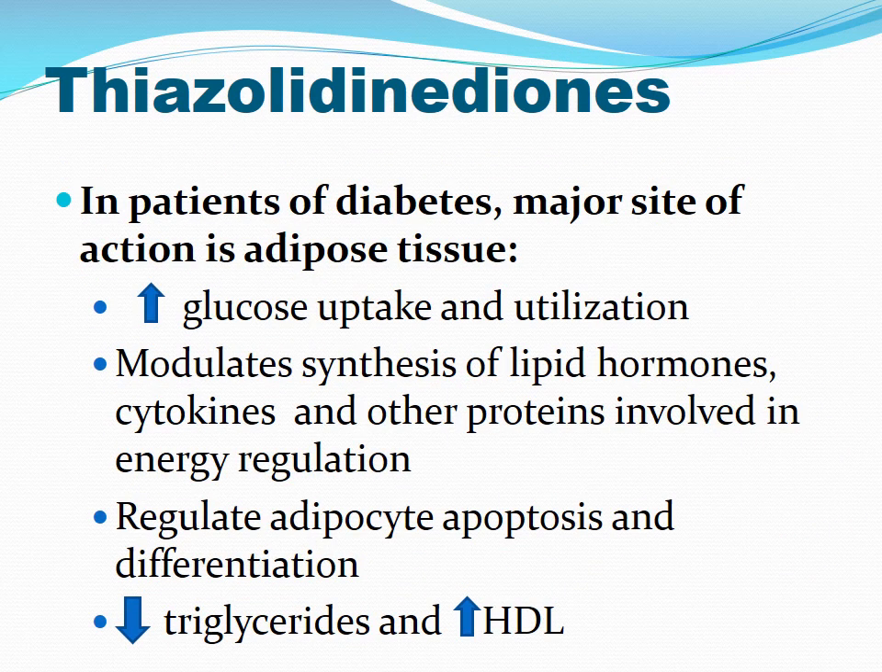In patients with diabetes, the major site for thiazolidinedione action is in adipose tissue, increasing glucose uptake and utilization, modulating the synthesis of lipid hormones, cytokines, and other proteins involved in energy regulation, regulating adipocyte apoptosis and differentiation, decreasing triglycerides, and enhancing high-density lipoprotein in adipose.